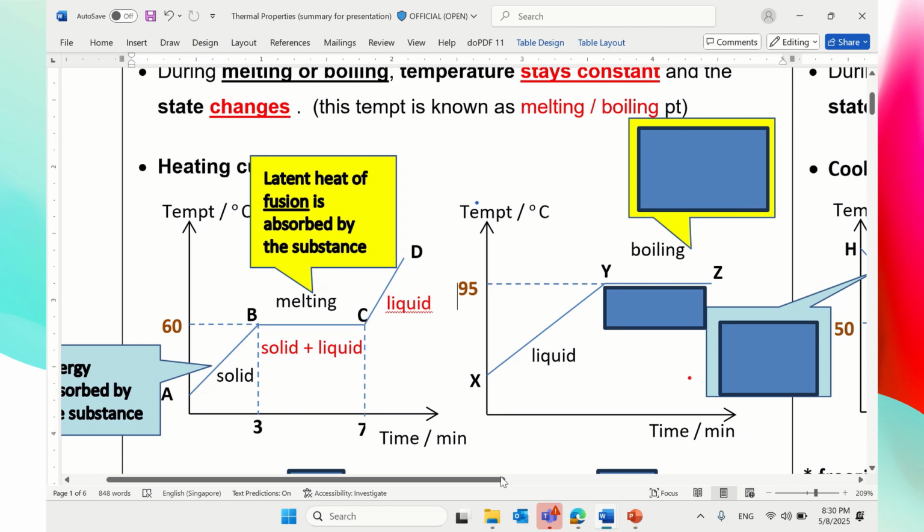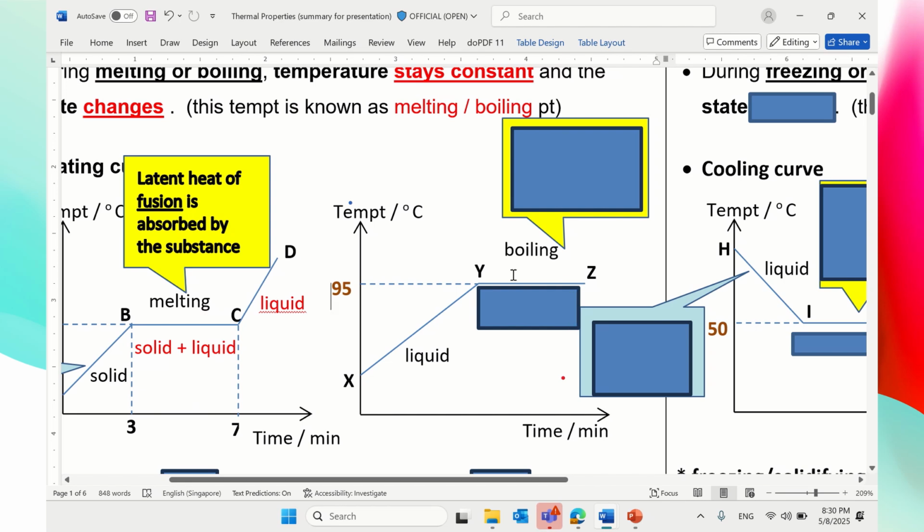Okay, on the right side, this heating curve shows only one step, X to Y, Y to Z. There's no more curve to show, no more graph to show after Z. And it started with liquid. So if it started with liquid and the temperature rises, when it reaches a constant temperature from Y to Z, this state, the occurrence here is known as boiling because it started with liquid.